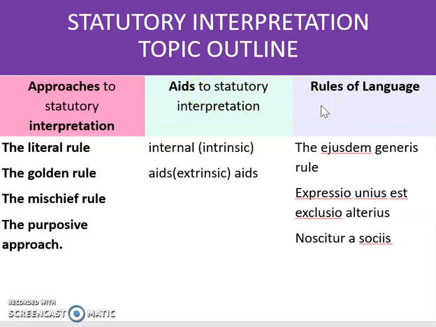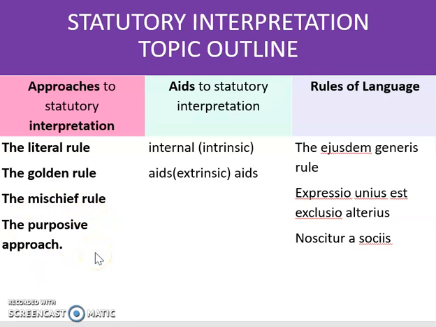three rules of language. Now, in our previous 5 videos, we've looked at an introduction to statutory interpretation, the reasons why these rules are needed in the first place. In our second video, we looked at the literal rule. In our third, we looked at the golden rule. In our fourth, we looked at the mischief rule. And in our last video, number 5, we looked at the purposive approach.